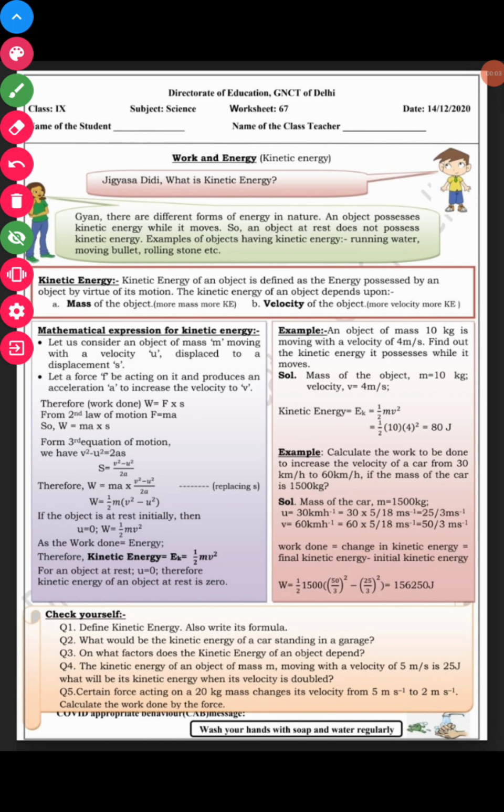Good morning, dear students. Once again, we are here to discuss RDOE Worksheet 67 from your chapter Work and Energy. And today we will discuss the concept of kinetic energy.